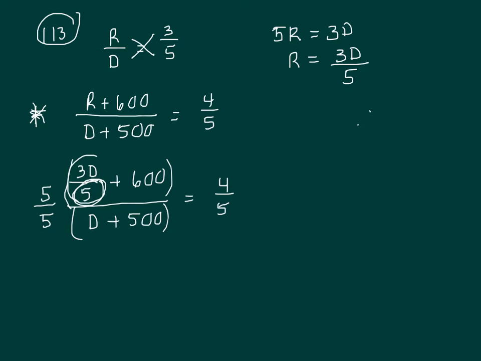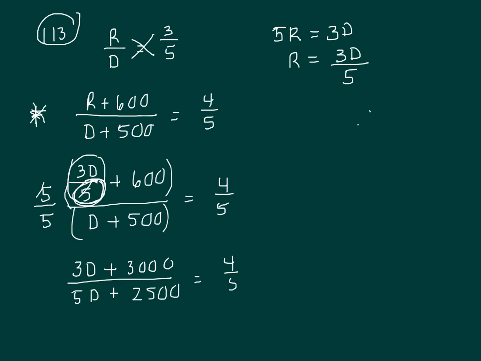So when I multiply this first fraction by 5, those 5s will cancel. So I'm left with 3D plus, now 5 times 600, that's 3,000. Now you got to multiply the bottom by 5 as well. 5D plus 2,500. And what's that equal? 4/5. And now let's cross multiply again. I'm going to show all my steps, but I wouldn't show this next step on the GMAT because I want to save time. You've got 5 times (3D plus 3,000) equals 4 times (5D plus 2,500).